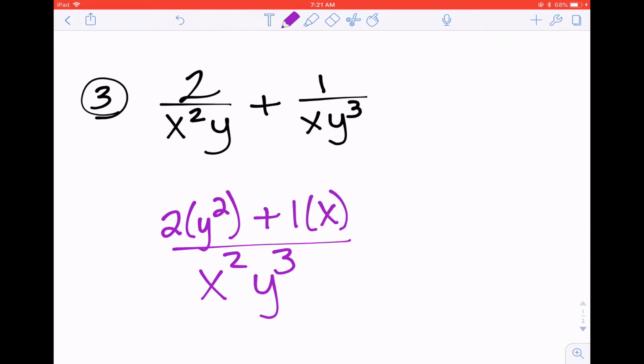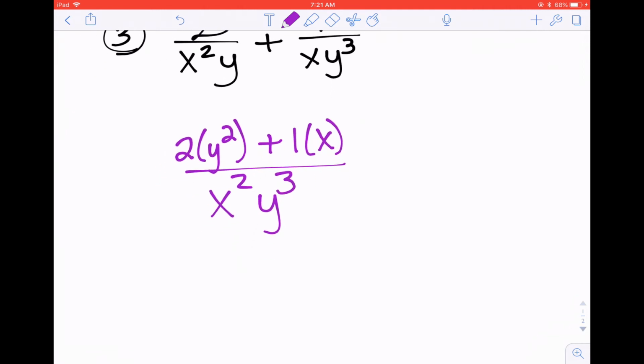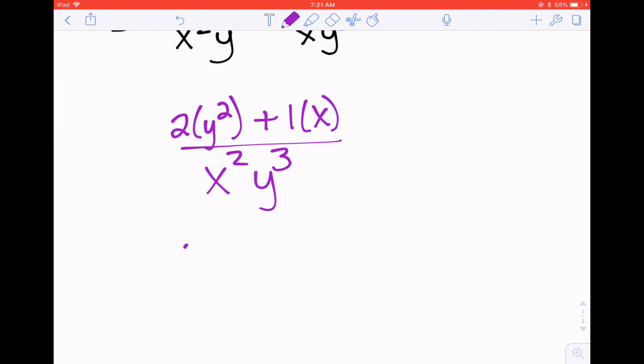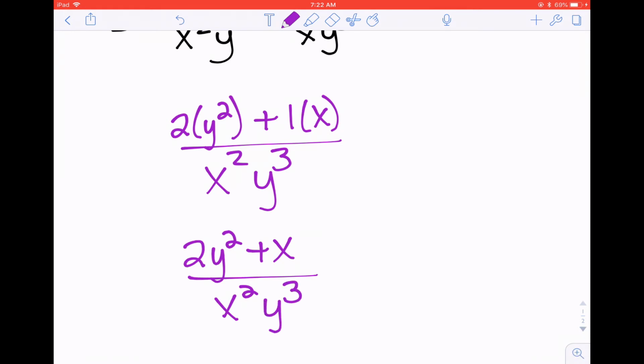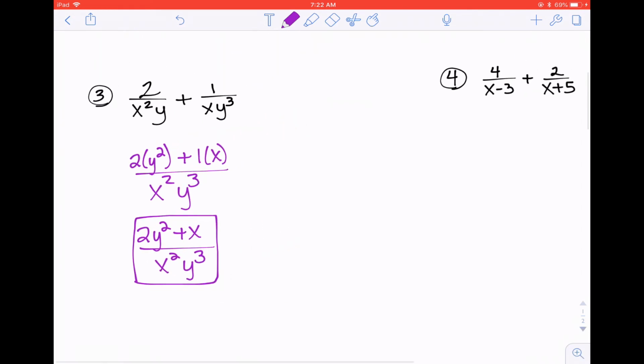One option is to write it how I wrote it, where you just have one big denominator, and then you simplify the numerator. You could also have them separate and then combine them afterwards. So we end up getting 2y squared plus x, over x squared y cubed. And those are not like terms in the numerator, so we can't do anything else, and so that is our final answer. If we do have like terms, we would go ahead and add them together.